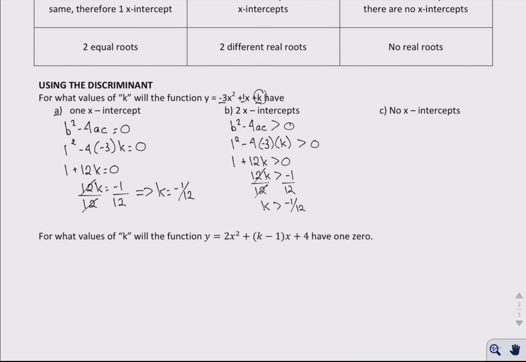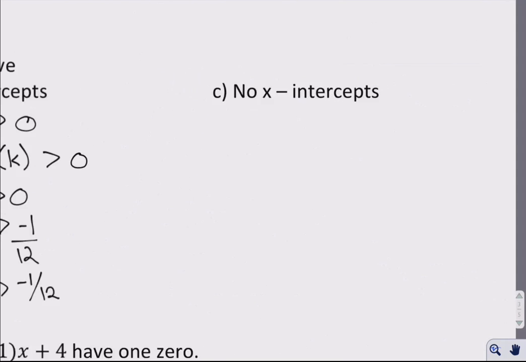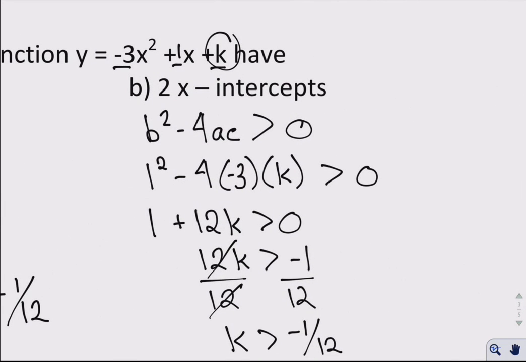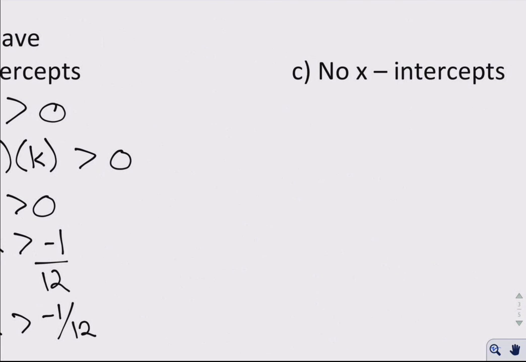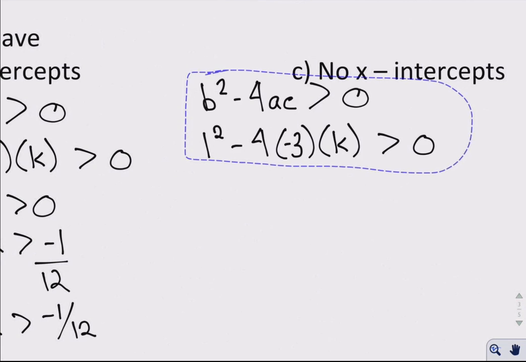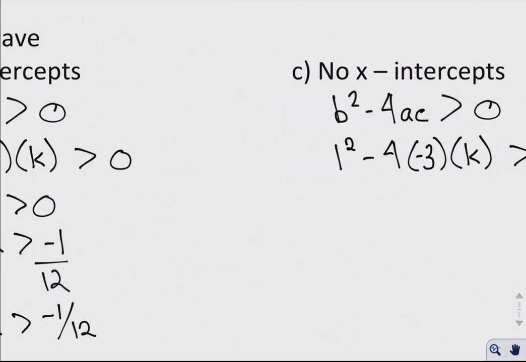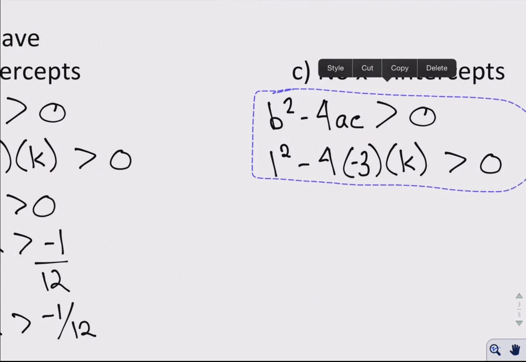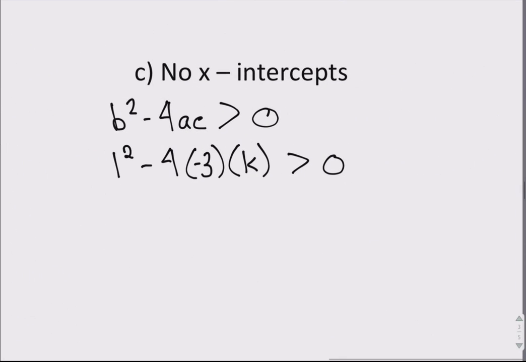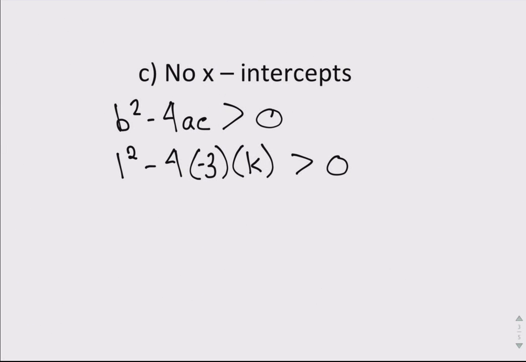For the last one, for c, if it has no x-intercepts, well, my discriminant should be less than 0. So in this case, let me just cut and paste this stuff here. Okay, I'm going to copy that, paste it here, let's move it over a bit, because the only difference between this and my previous one is that instead of being greater than 0, I'm going to have it less than 0.